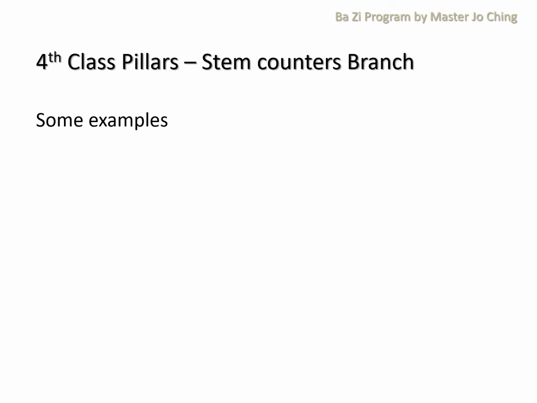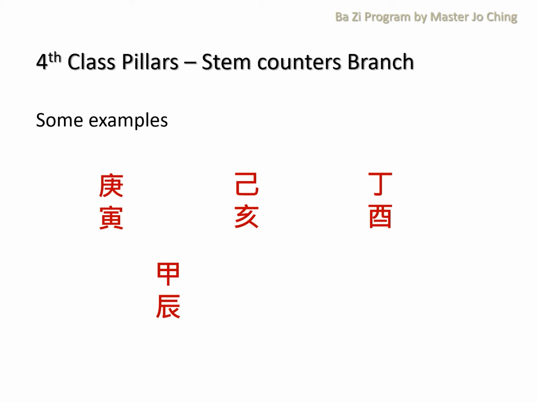The fourth class pillars are regarded by the classics as not so auspicious. This is when the stem counters the branch, meaning the top countering the bottom. Some examples here to show. We have 庚寅、己亥、丁酉、甲辰, 壬午. So you take a look at 庚寅. 庚 is metal, 寅 is wood. So metal on top counters the wood below.